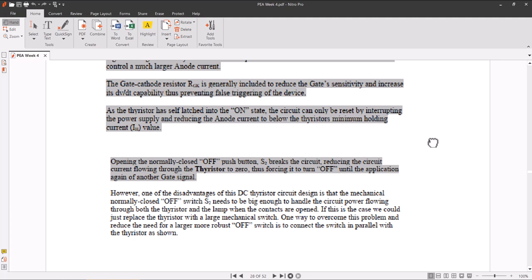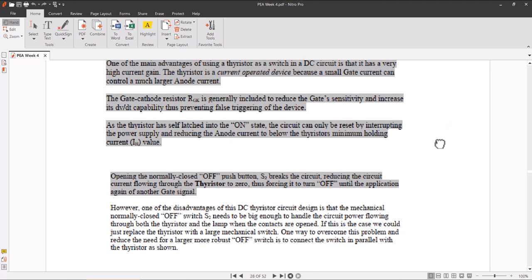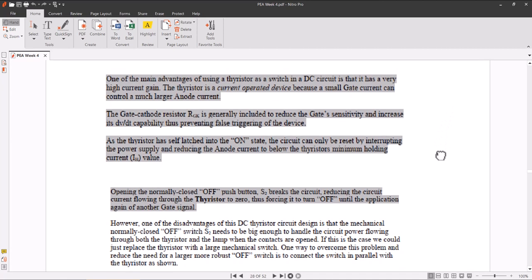However, one of the disadvantages of this DC circuit design is that the mechanical normally off switch S2 needs to be big enough to handle the circuit power flowing through both the thyristor and the lamp when the contacts are opened. If this is the case, we could just replace the thyristor with a large mechanical switch. One way to overcome this problem and reduce the need for the large, more robust off switch is to connect the switch in parallel with the thyristor.